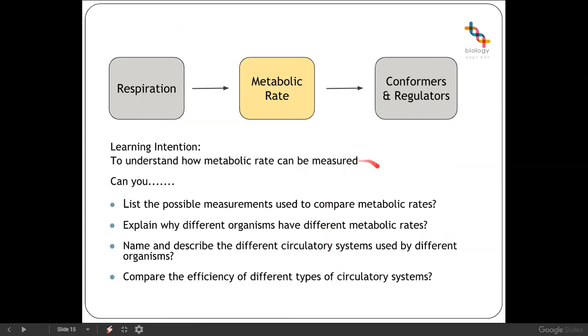So from that, you should be able to list the possible measurements used to compare metabolic rates. The fact that we can measure the amount of oxygen used up, the amount of heat produced, or the amount of carbon dioxide produced, for example. That different organisms have different metabolic rates.